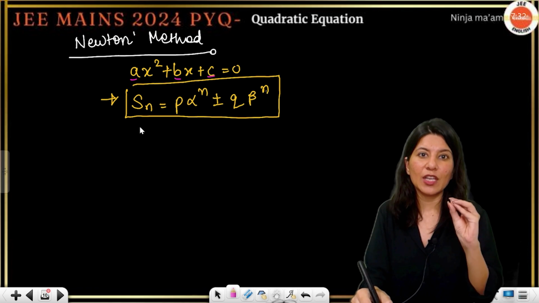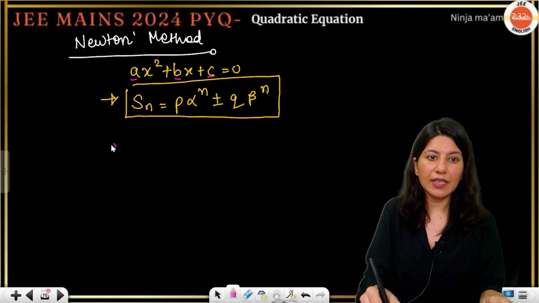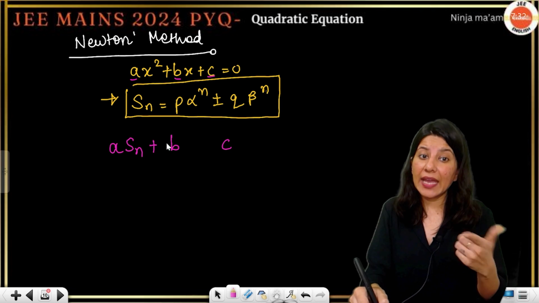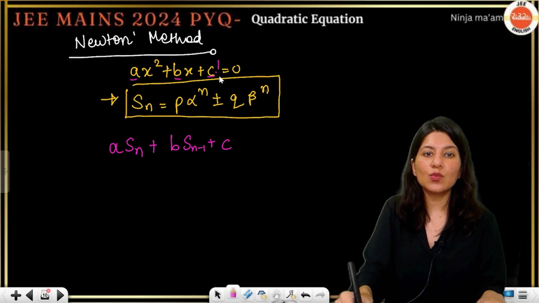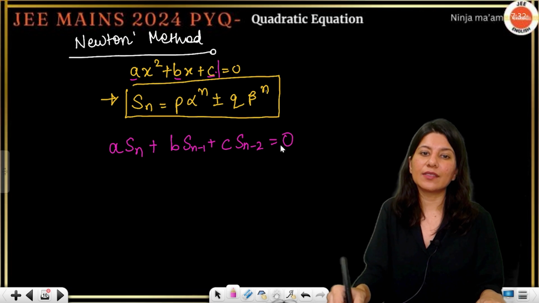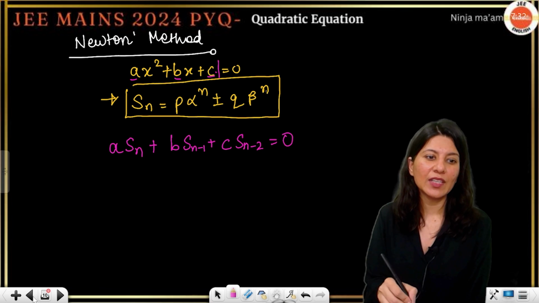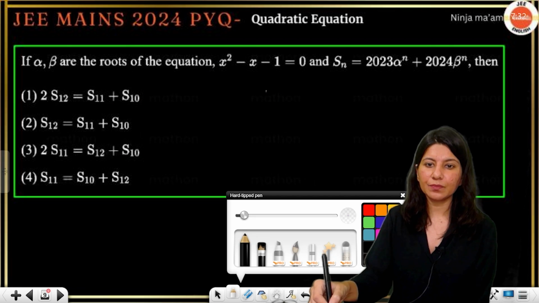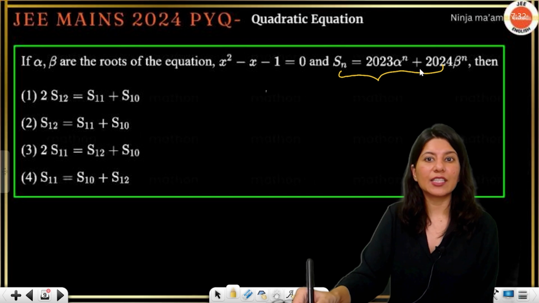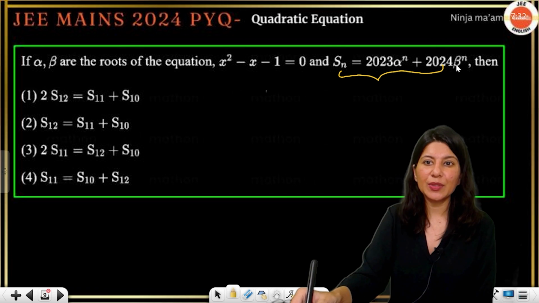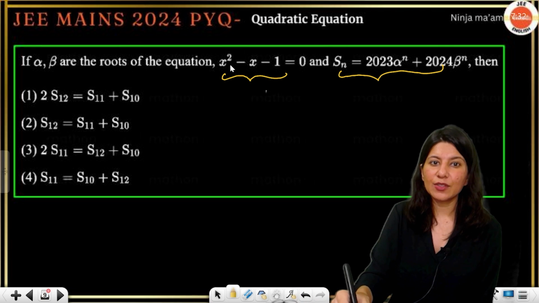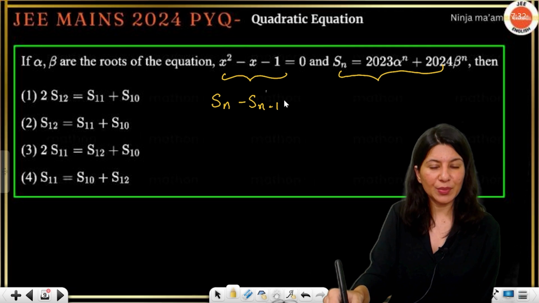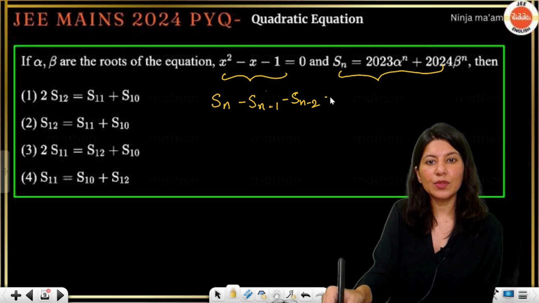Let me tell you. So the condition of Newton's formula I'm going to write over here: A, B, C, correct? X square will be replaced by Sn, X will be replaced by Sn minus 1, and this constant will be replaced by Sn minus 2. That's it. This is your Newton's method, okay? Now, obviously, it is very easy to identify. Can you see that as per the question, this is our expression, 2023 alpha raised to power n plus 2024 beta raised to power n, and this is your quadratic. So, x square will be replaced by Sn, then x will be replaced by Sn minus 1, the coefficient will be copied, minus Sn minus 2 equals 0.